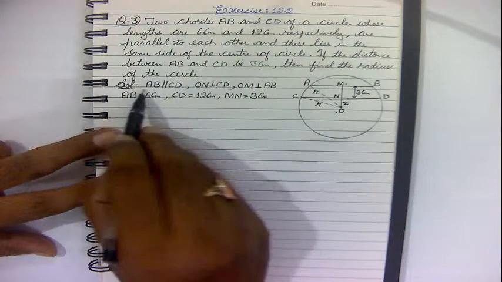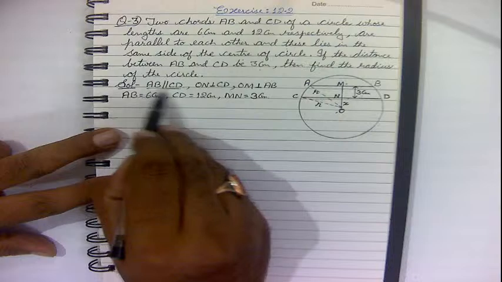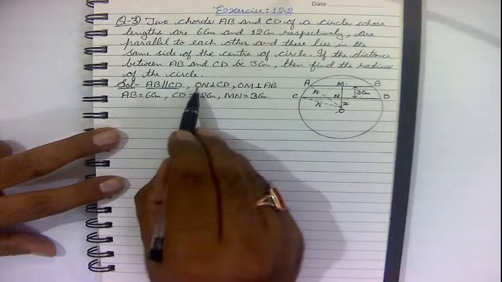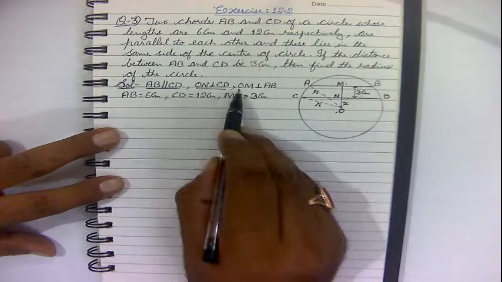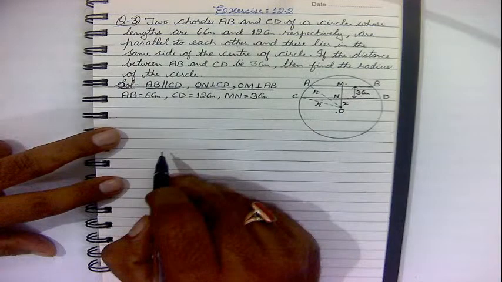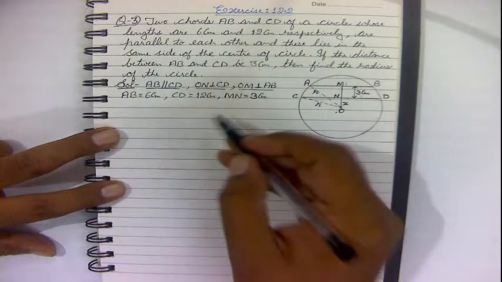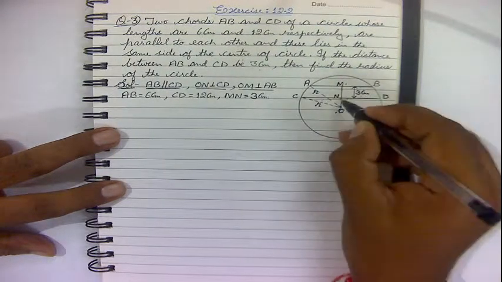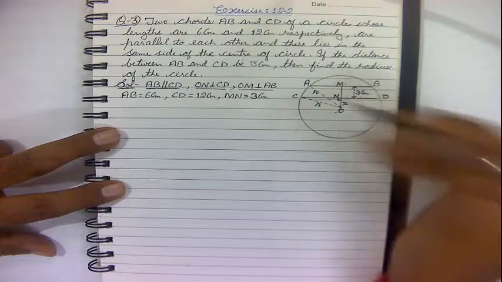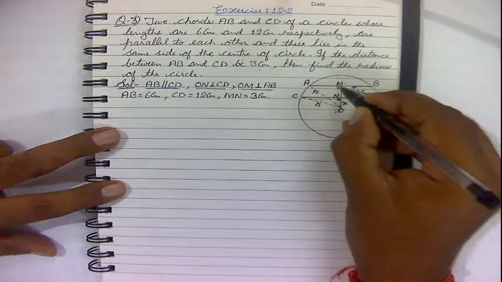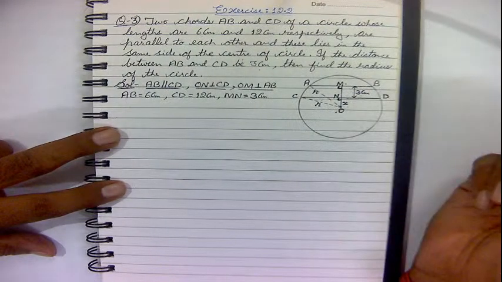तो हमें क्या क्या given है? What are the things given? One is AB is parallel to CD. Now ON is perpendicular to CD and OM is perpendicular to AB. Because we are talking about the distances. तो ON CD का perpendicular है और OM AB का perpendicular है.